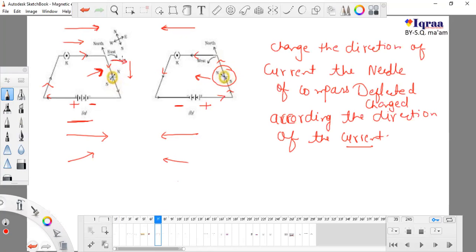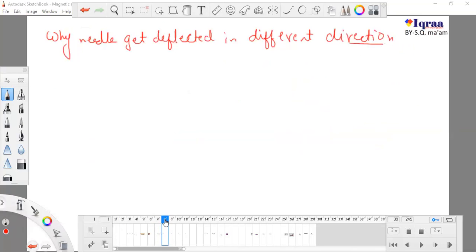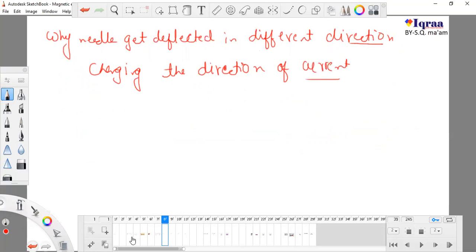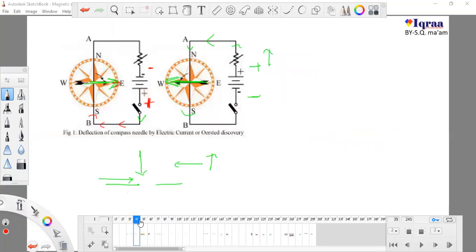In this case this is the direction of deflection, and in this case this is the direction of deflection. One thing is very clear: the needle is getting deflected in different directions because we are changing the direction of current. You can see this easily. One, the direction of current is here, positive to negative, and the deflection is here. This is a more elaborate diagram because it has a compass. And when the direction of current is like this, then the deflection is here.